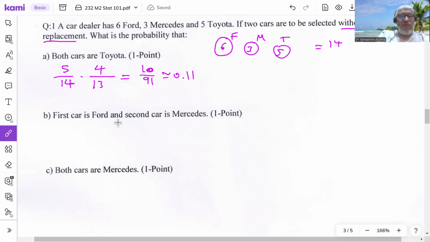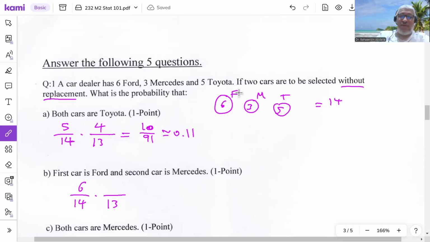Okay. First car is Ford. What is the probability that the first is Ford? We have 6 Ford cars out of 14, so that's the probability. And so multiplied by the second car is Mercedes. How many cars are left? 13 because of no replacements.